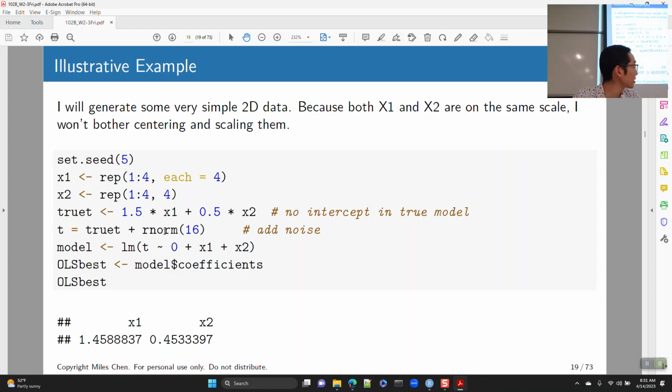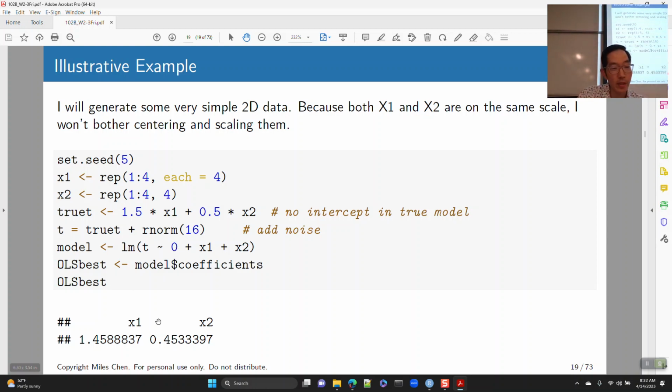Okay, I'm going to just add some random normal noise to the true values of t, and so these will be my observed t values. Okay, so I've got observed values, which is centered around the true values here. Okay, and my OLS model. I can estimate coefficients by fitting a linear model, predicting t based on x1 and x2, and I'm not going to bother fitting an intercept in this.